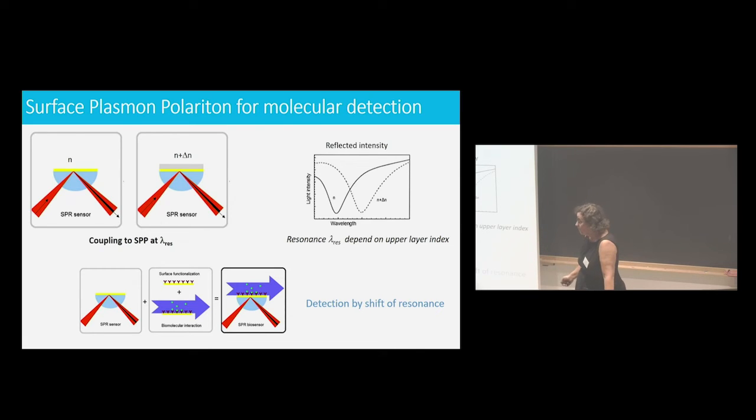So this is commercially used for biosensors. And this is linked to two things. First, the fact that you have a shift of the resonance. Secondly, the fact that you have a high confinement of the light at the surface.